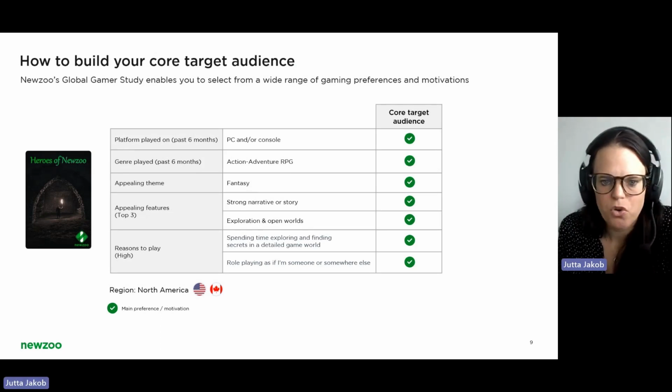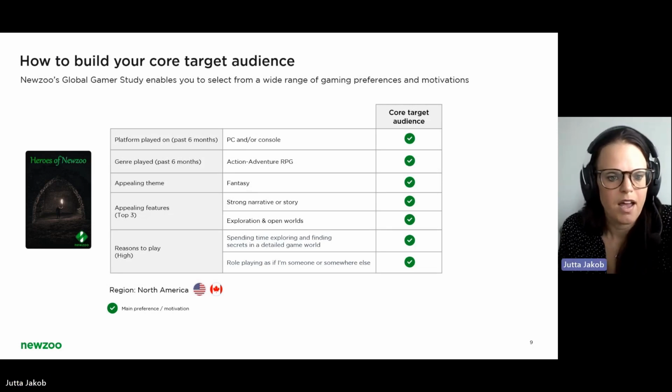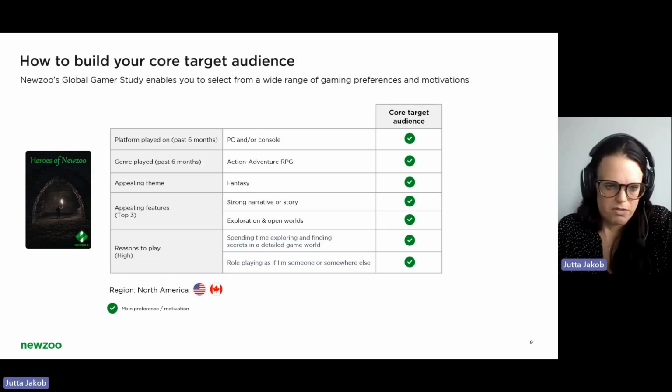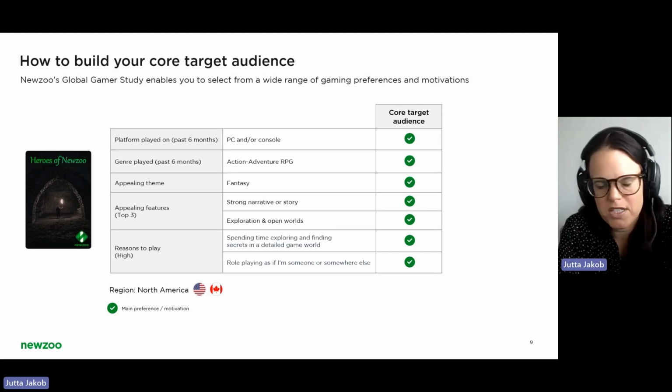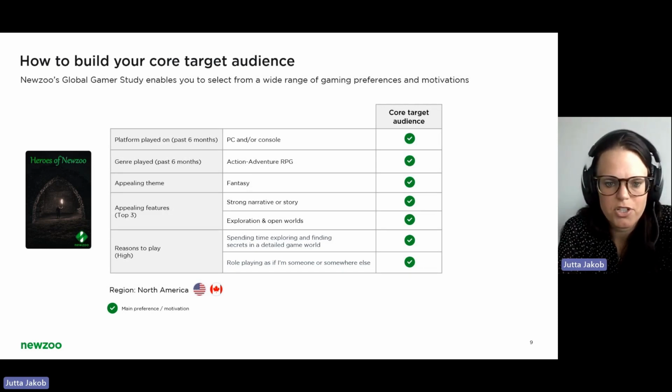Furthermore, we will narrow down our core target audience by selecting appealing features and motivations that closely relate to Heroes of Newzoo. This includes respondents who highly value a strong narrative or story, enjoy exploring open worlds, and are motivated by spending time exploring and finding secrets in detailed game worlds, as well as embrace the role-playing elements. Our target group needs to fulfill all of these criteria. To begin with, we will also only focus on North America, the United States, and Canada, as this is the primary region where we are likely to launch our game, or at the very least, the beta version initially.